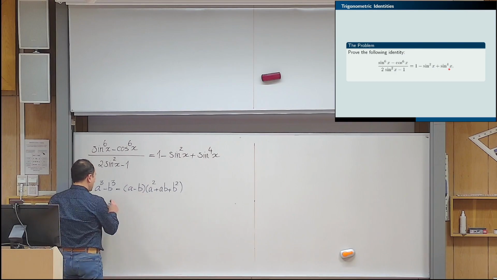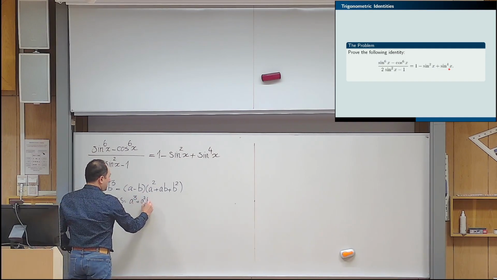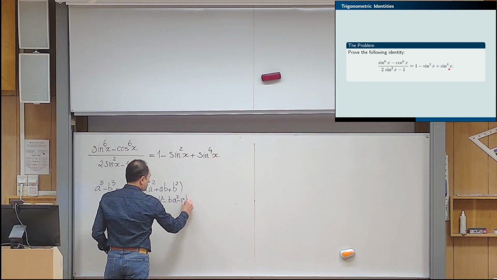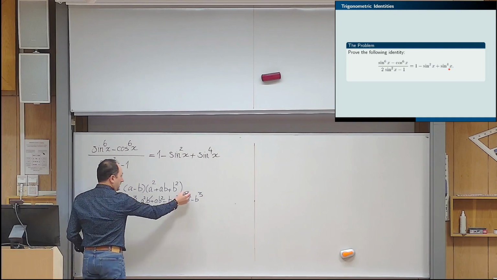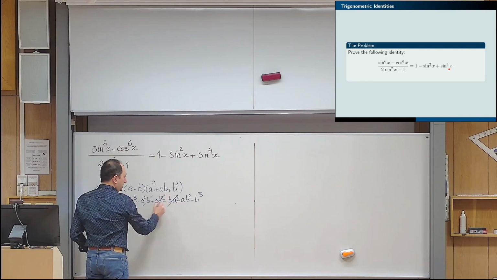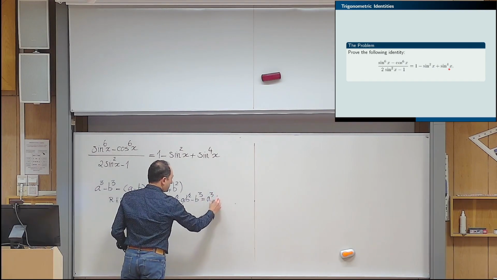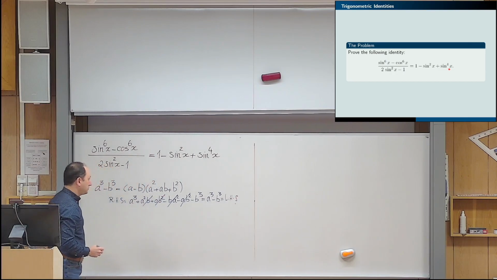For example, I start from the right-hand side. I just multiply this in, so this becomes a cubed plus a squared b plus ab squared, and then I start multiplying the other term in, so it becomes minus ba squared minus ab squared minus b cubed. And then you see that a squared b and a squared b with minus sign cancel, ab squared and ab squared also cancel, and a to the power of 3 minus b to the power of 3 is left, which is equal to the left-hand side. So I was able to show that the right-hand side is equal to the left-hand side.